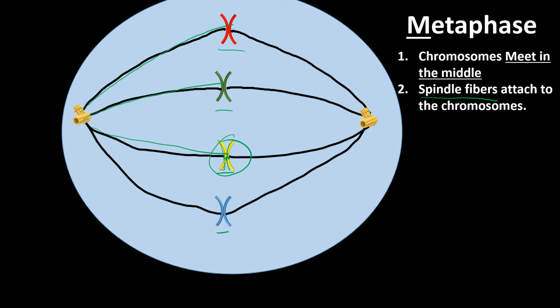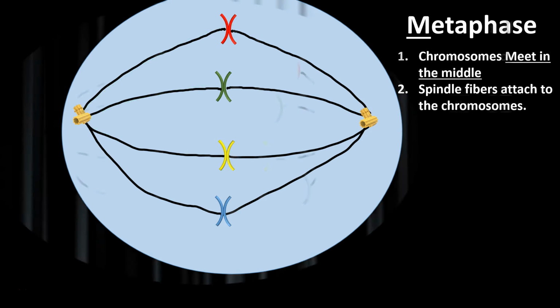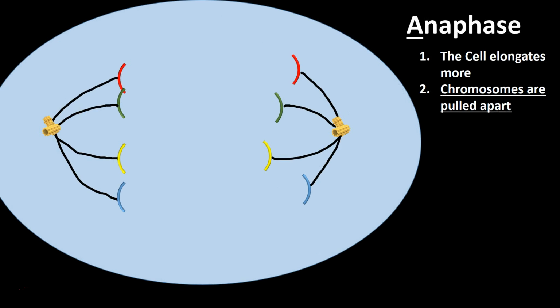Okay. Next, we go to anaphase. The A, I remember as away or apart in anaphase, and the 2 sister chromatids are pulled apart. Okay, they're getting pulled to opposite ends of the cell, and the cell is actually going to continue to elongate. It's going to get larger or longer, okay?